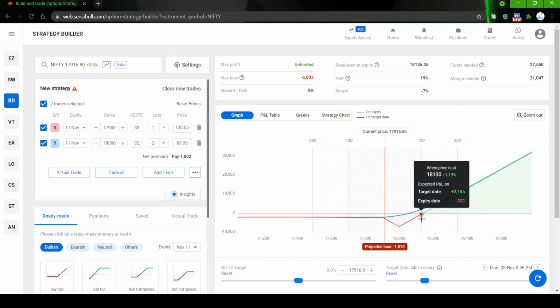Means if it goes to 18,130, which is the break even, if it goes there tomorrow, you will already have 2000 rupees profit. Means if you want, you can wait, or you can book the profit and come out. So this is the second scenario. Let us go to the third scenario.